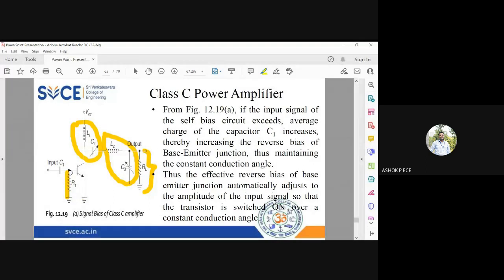You have this R1 across the base emitter junction. This R1 is connected to ensure that only when the input crosses a particular value, the transistor starts conducting. Otherwise, the transistor is always in the off state. So the reverse bias will always be present over the transistor. Only when the input signal crosses the negative voltage will it start conducting.